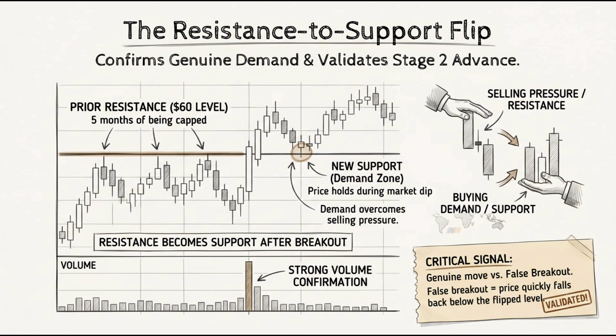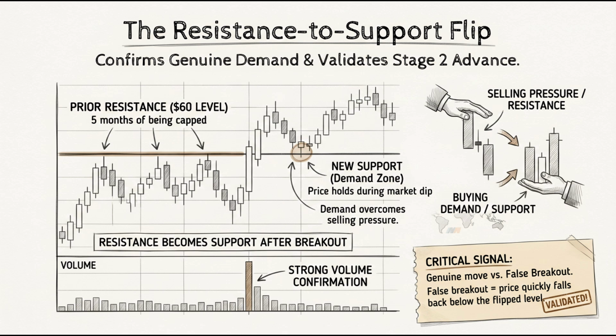One of the most powerful structural signals within Stage 2 is the resistance to support flip. It occurs when a prior resistance level becomes new support after a breakout. For example, imagine a stock capped at $60 for 5 months. It breaks above $60 on strong volume, pulls back during a market dip, and holds at $60 before rallying again. That level flipped from resistance to support. This behavior confirms genuine demand and validates the Stage 2 advance.